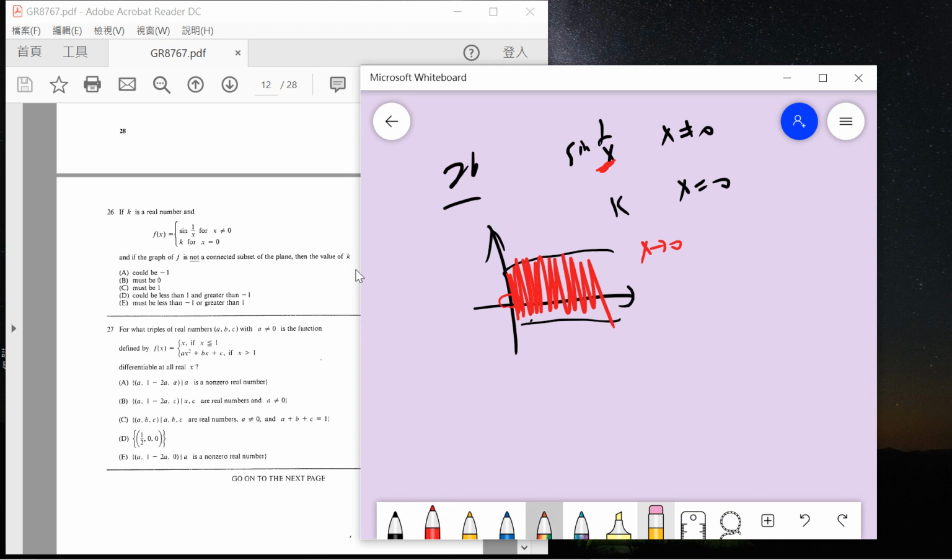So the easy way is you just choose any value which is larger than 1 or smaller than minus 1. So the answer is E. The answer is E. So this problem is simple. 26 is simple.